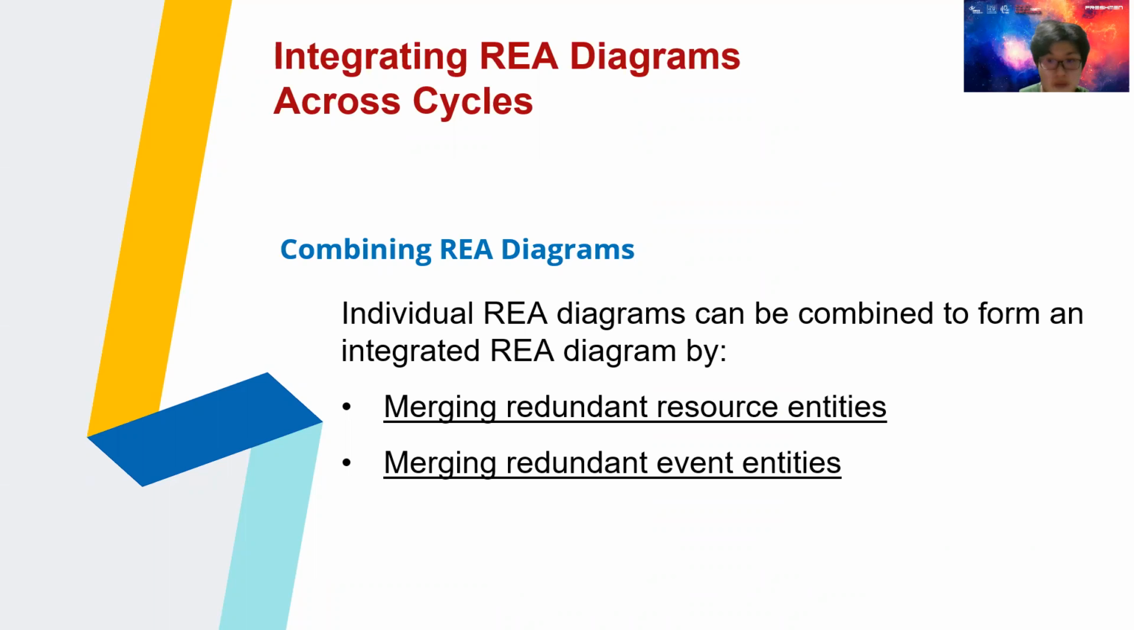If you have separate REA diagrams for the revenue and expenditure cycles, what are the two resources that each diagram has in common? You can look at figures 18-1 and 18-2 if you need to. The answer is inventory and cash are the two that are in common in the two REA diagrams.